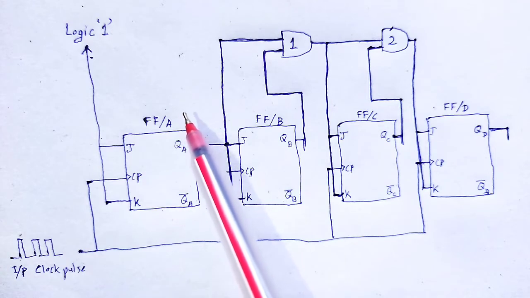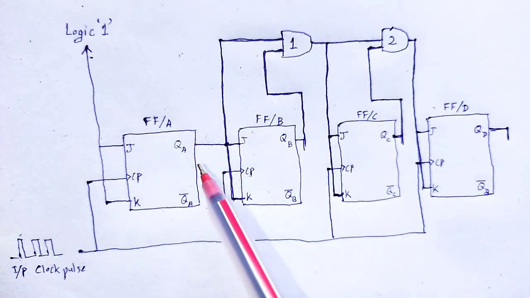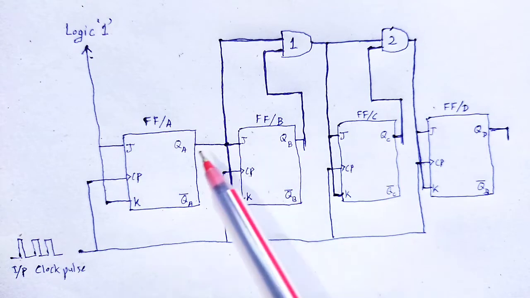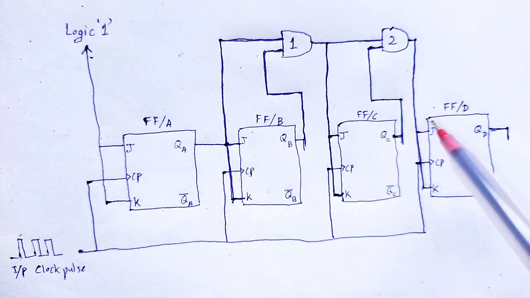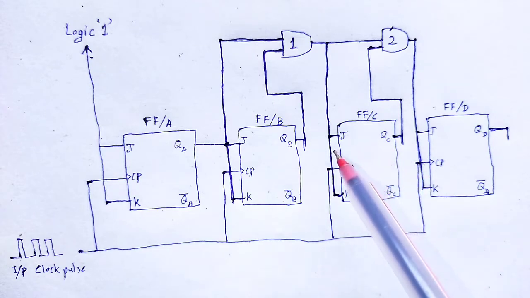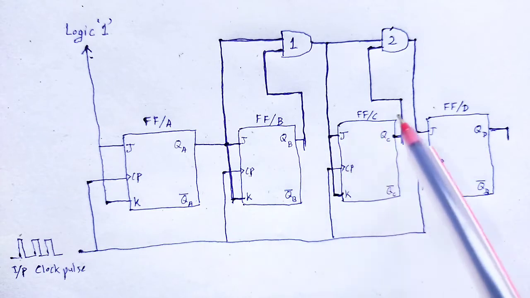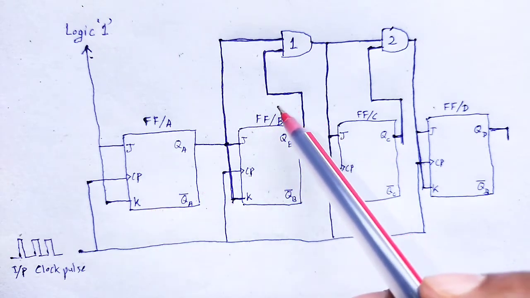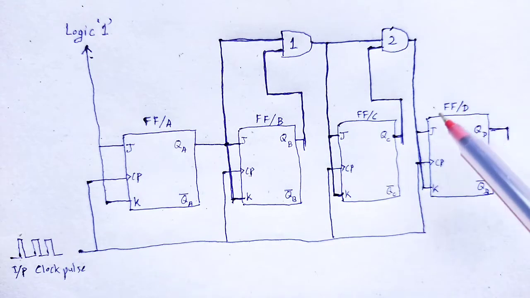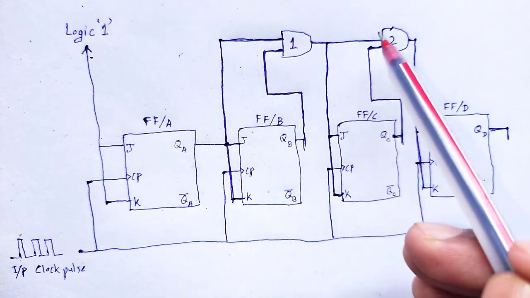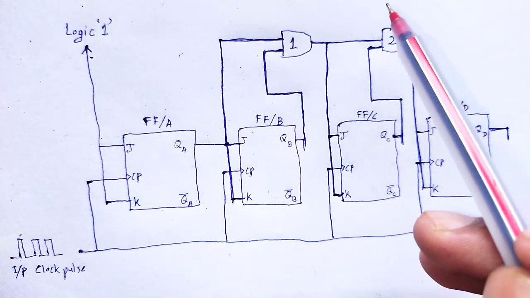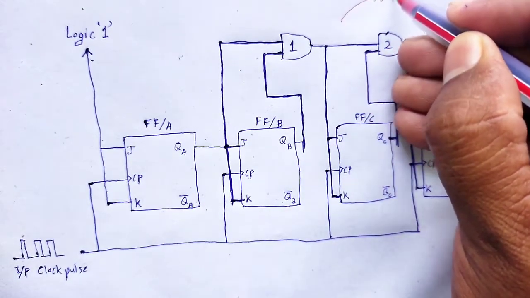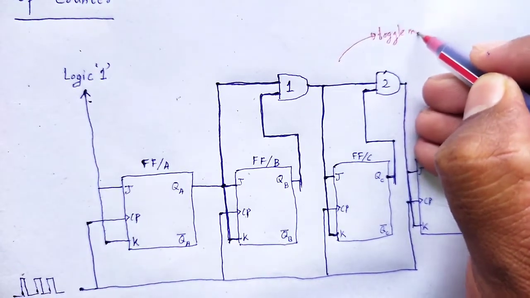The clock pulses to be measured are applied externally to each of the flip flops in that particular counter. Four JK flip flops are taken in a chain in order to realize this 4 bit synchronous counter. Both J and K inputs of flip flop B, flip flop C, and flip flop D are tied together. That is known as the toggle mode.